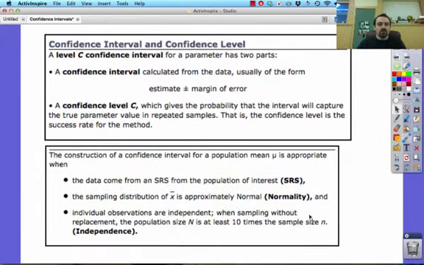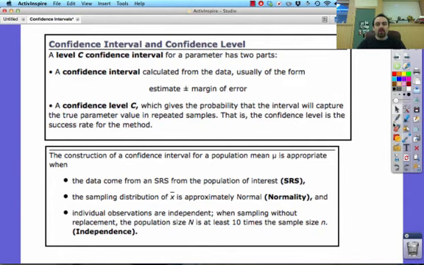So a little bit, some notes here. The construction of a confidence interval for a population mean is appropriate when the data comes from a simple random sample, the sampling distribution is approximately normal, and we have independence. Okay, that same 10 times n business, where the sample is smaller than 10 times, the population is larger than 10 times the sample size. So these two things are going to make it happen.